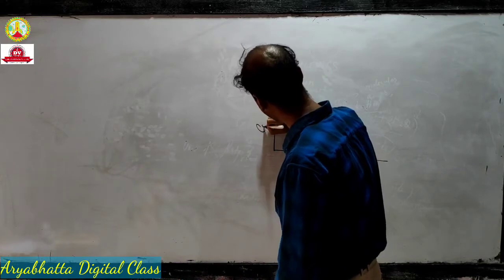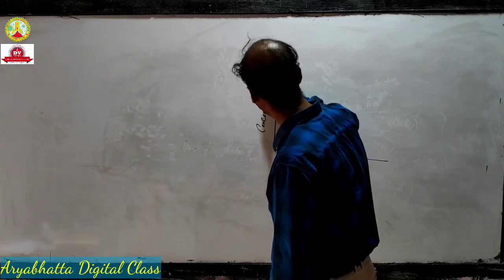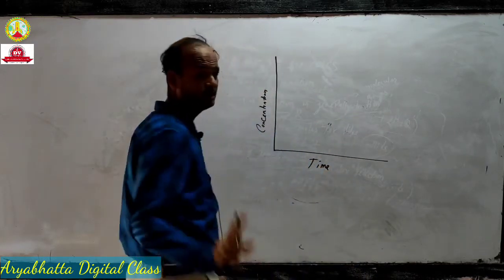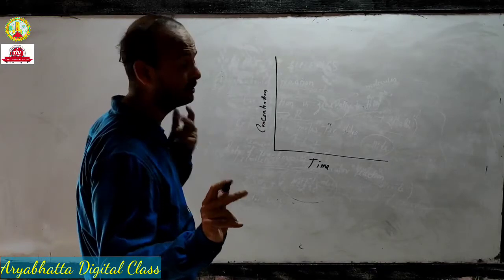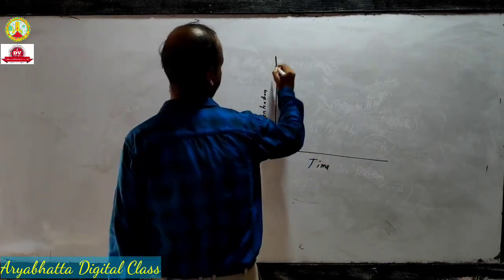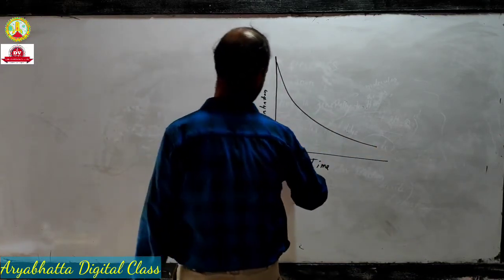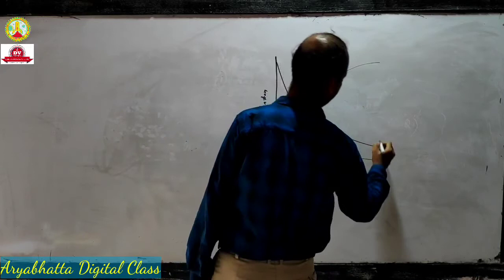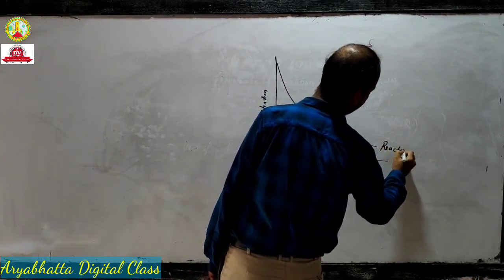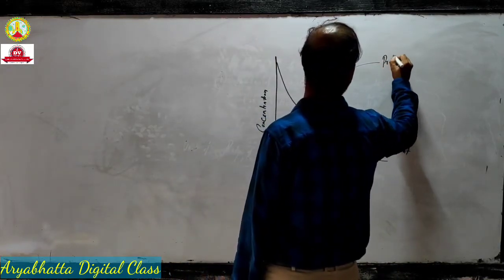This is concentration. This is time. You will get two graphs, one for reactant and another for product. This one is for reactant, and this one will obviously be for product.